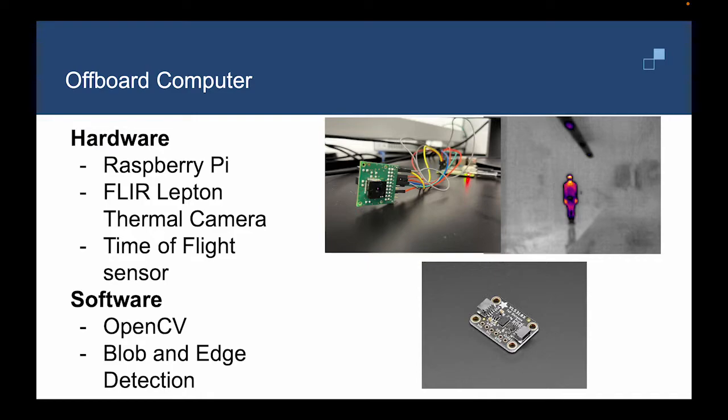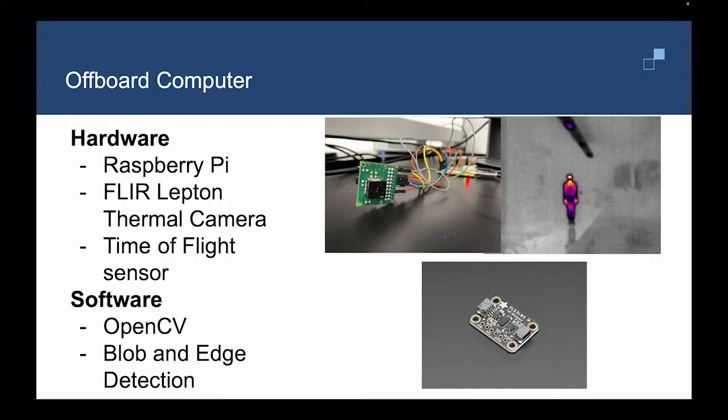Our off-board computer handles the majority of the computation during the flight to determine where the target is located as we navigate through our survey mission. We use the standard computer vision library OpenCV as well as blob and edge detection algorithms to locate our target within the image. We record when and where we saw them so we can navigate back to pick them up.